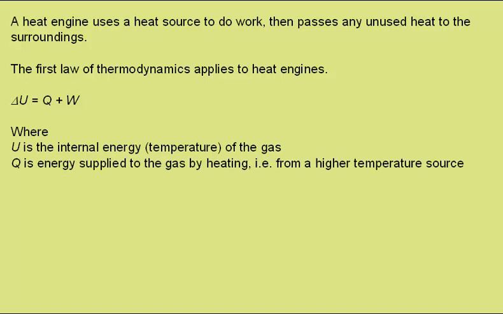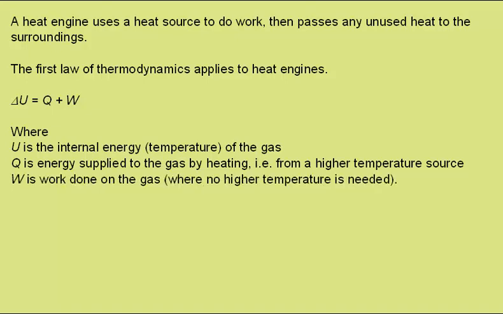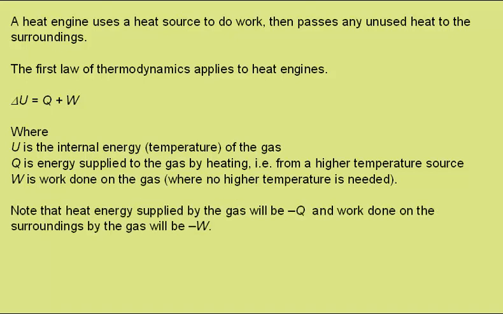Q is the energy supplied to the gas by heating, i.e. this is from a higher temperature source. And W is the work done on the gas. This is where no higher temperature is needed. Note that heat energy supplied by the gas will be minus Q, and work done on the surroundings by the gas will be minus W.